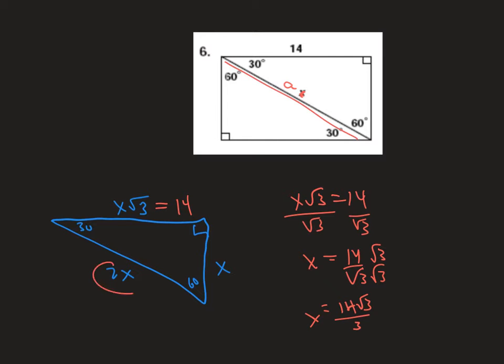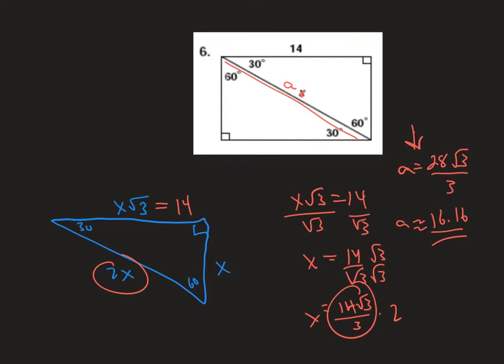This hypotenuse is worth 2 of those, so a is worth this times 2. So that's going to be 28, which is 14 times 2, rad 3 over 3. Now that as a decimal is 16.16. So you could have turned the 14 rad 3 over 3 into a decimal, which is approximately 8.08, and you double that and you get 16.16. So I'm going to say a is either approximately 16.16 or is exactly 28 rad 3 over 3. Either or, your choice.